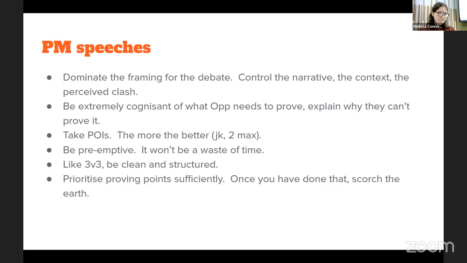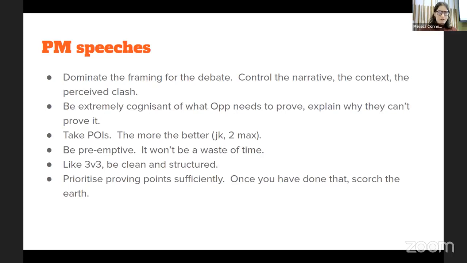The last thing in relation to PM speeches is that there needs to be a balance between depth and breadth in your speech. You need to make sure that you prove points sufficiently for them to stand in the debate and resist a reasonable amount of rebuttal, right? But once you've done that, you want to go broad and cover points such that your closing can't really run them.